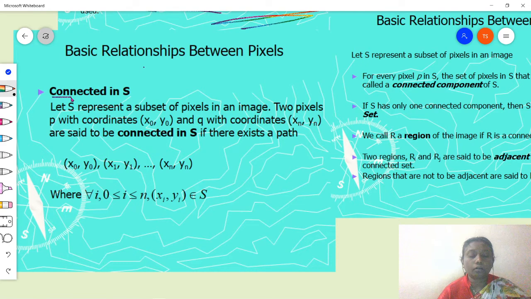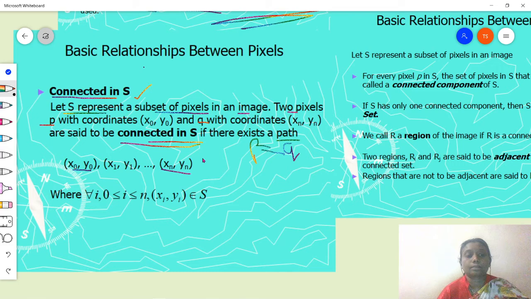Now, next basic relationship between the pixels is whether they are connected in S or not. Suppose S represents a subset of pixels in an image. Then two pixels, P with the coordinates x0 and y0 and Q with coordinates xn and yn, are said to be connected in S if there exists a path between P and Q. We already discussed how to find the path. If there exists a path from x0, y0 to xn, yn, then they are called connected in S.